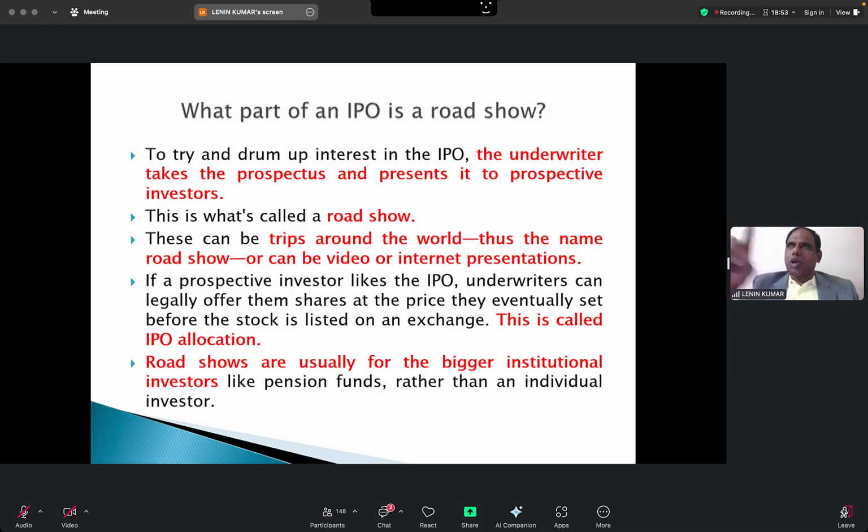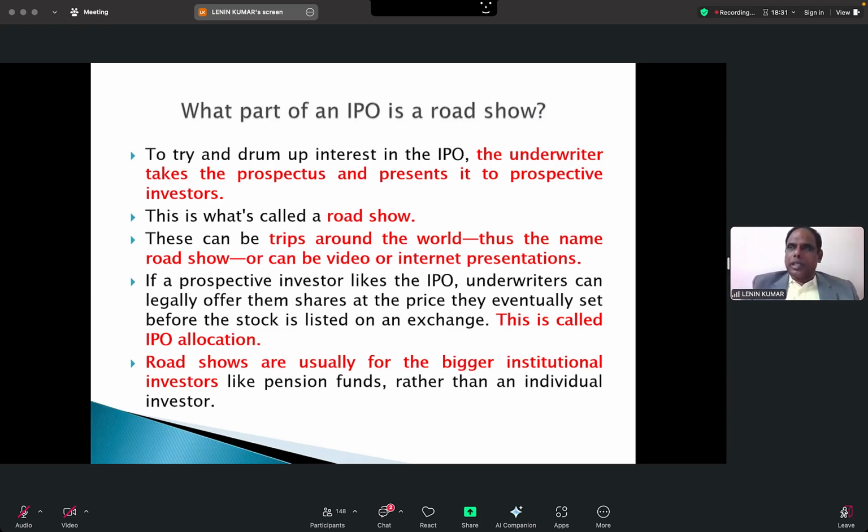They'll go and visit all the different countries or places. These can be trips around the world, thus the name roadshow, or it can be a video or internet presentation also. It depends. Sometimes NBD officials will be traveling to other countries or they can do a video presentation also.